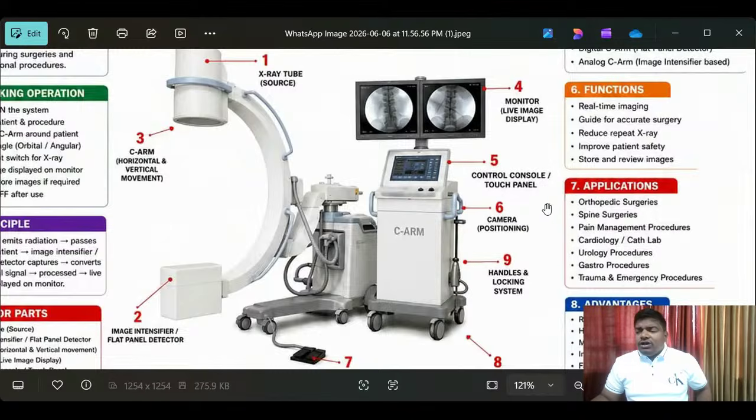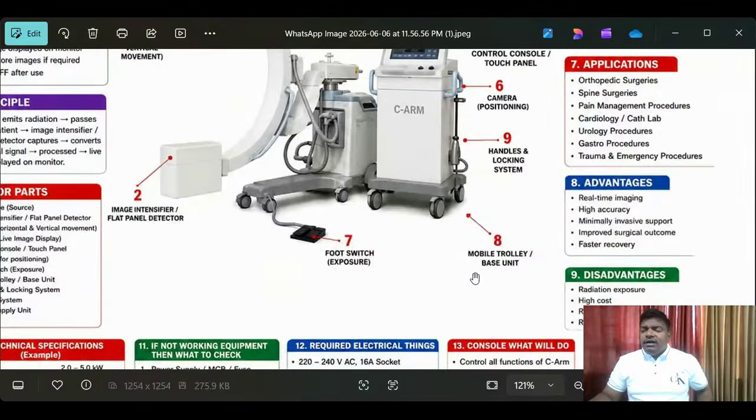Next, the fifth one is the control console or touch panel. Next, the sixth one is camera positioning. The seventh one is the foot switch, the eighth one is the mobile trolley or base, and the ninth one is the handles and locking system. I hope you got it very clearly.